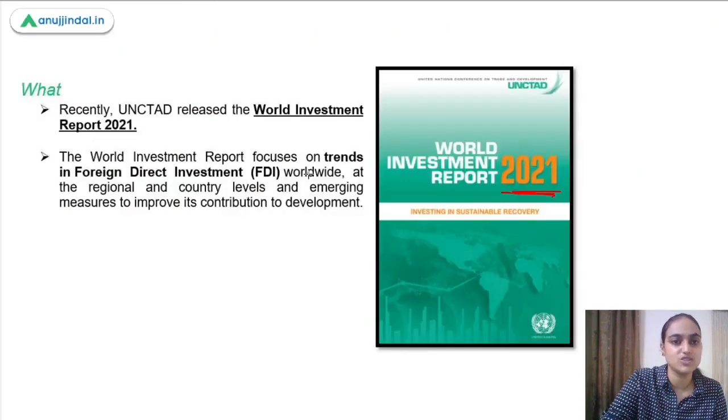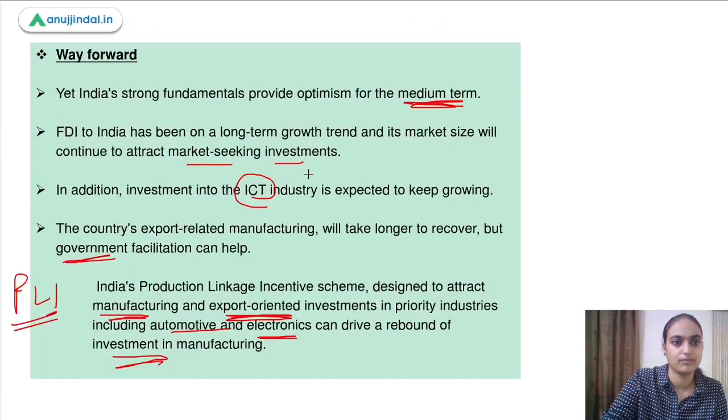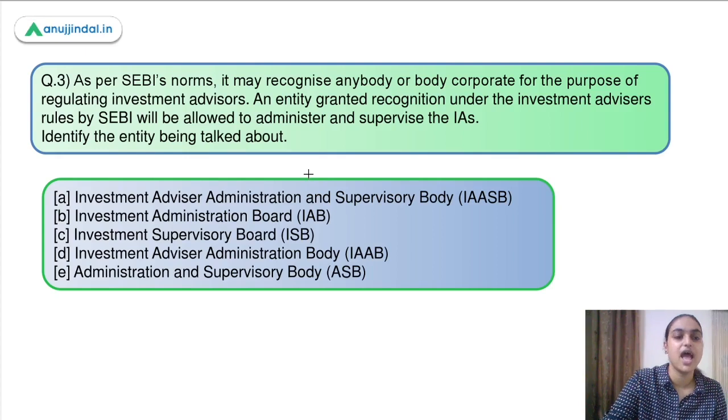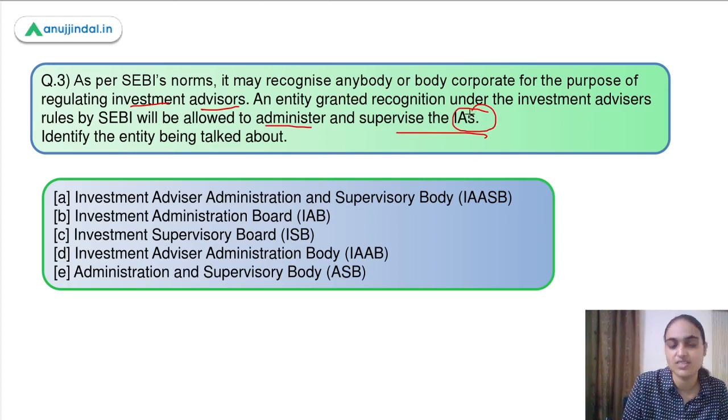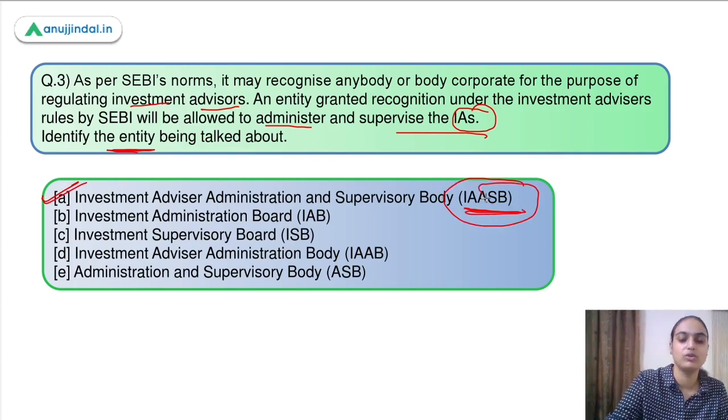Moving on to the last question now, which says, as per SEBI, anybody or body corporate for the purpose of regulating investment advisors. An entity granted recognition under the investment advisers rule by SEBI will be allowed to administer and supervise these investment advisors, that is IAs. Okay, so identify the entity being talked about. The entity which we are talking about is answer A, investment advisor administration and supervisory body. So let us see a bit more about this body.